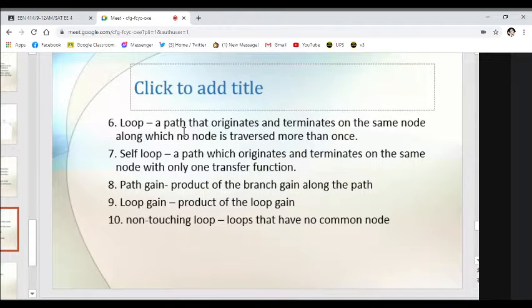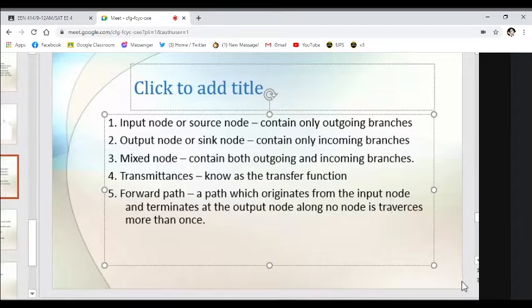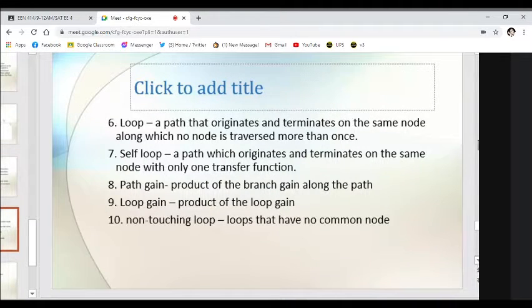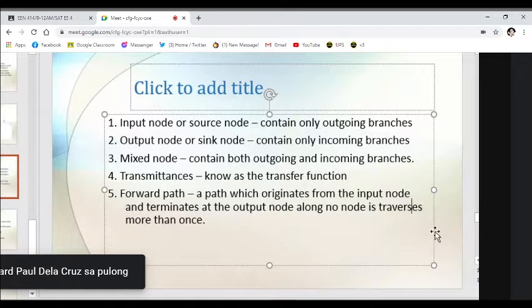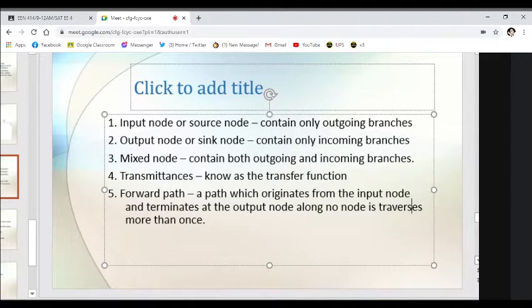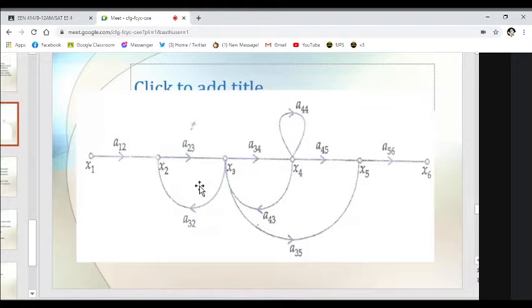Okay. Loop: a path that originates and terminates on the same node, along which no node is traversed more than once. Oh, our spelling earlier was wrong. It's not transverse, it's traverse, with the spelling T-R-A-V-E-R-S-E, so you don't search for it wrongly in the dictionary. Next, that is a loop. I already showed you the loops: loop 1, loop 2, and loop 3. This big one is not a loop. Next.